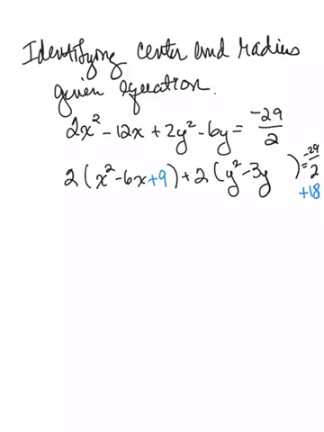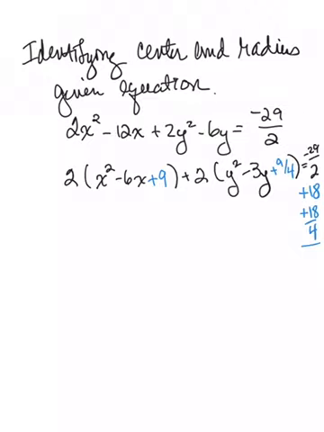On the second set, I have 3, and half of 3 is 3 halves, and 3 halves squared is 9 fourths. So I'm going to add 9 fourths, but technically that is 18 fourths because I'm multiplying it by 2, and 9 fourths and 9 fourths is 18 fourths.